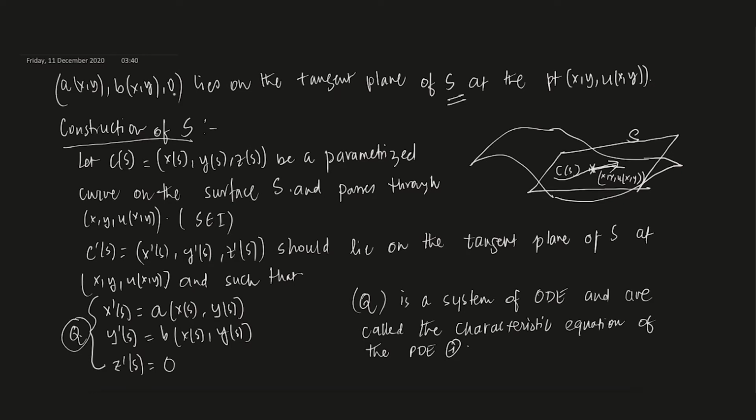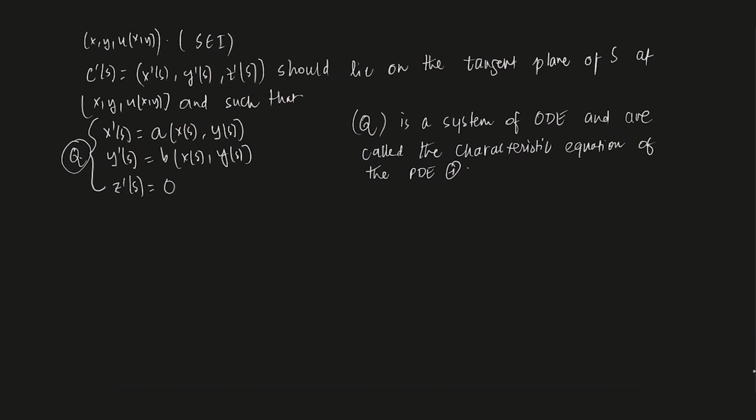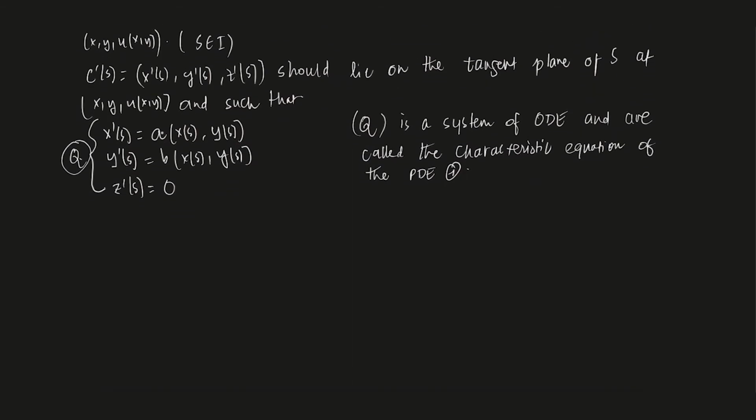Of course, you can change 0 to C of x, y. So if you have an inhomogeneous equation, then you can just take that C here. It's not a problem, but let's just do it this way. Now this is a system of ODEs, and we know that if A and B are given to be continuous, there is a solution to this equation, by Picard's theorem.